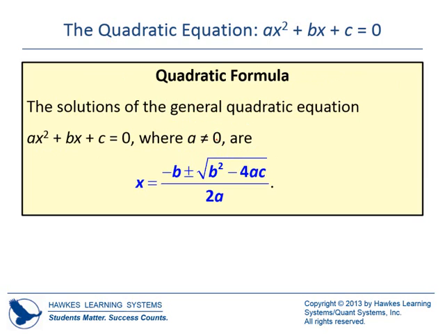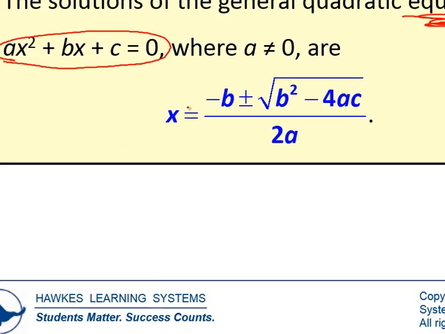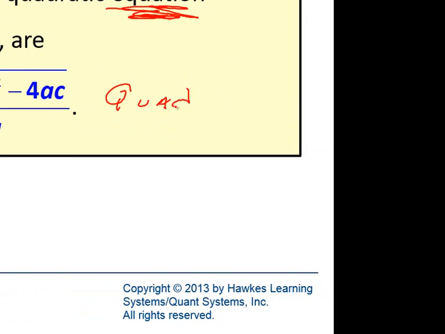Now, the next slide is going to give you the formula itself. This is the quadratic formula. Now, the solutions of the general quadratic equation. Now remember, we just talked about the equation here. Here's the equation right there: a times x squared plus b times x plus c equals 0. And of course, our limit that a can't equal 0, and that's it. But this is the quadratic equation. This is it.